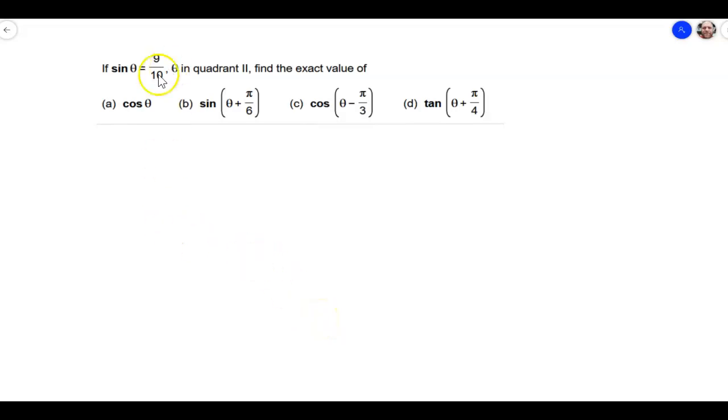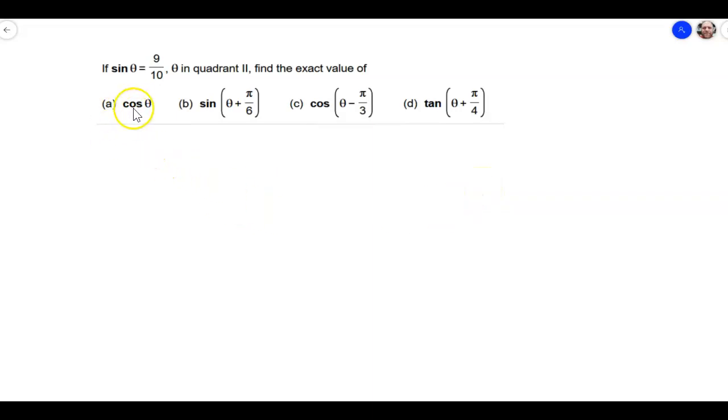Today I'm looking at an example from section 7.5, and it says if the sine of theta is equal to 9/10 and theta is in quadrant 2, find the exact value of the following. They give us the cosine of theta, the sine of theta plus pi over 6, the cosine of theta minus pi over 3, and the tangent of theta plus pi over 4. All right, so let's go ahead and get started here.